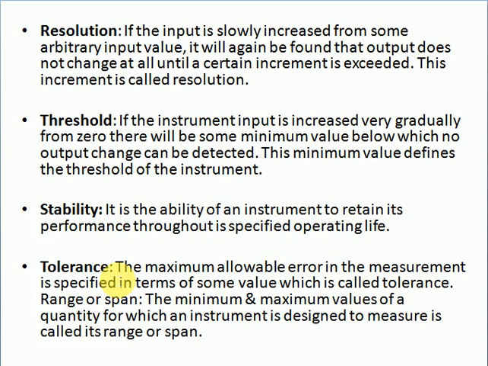And next is range or span. So what is range or span? I hope you may be familiar with that. The minimum and maximum values of a quantity for which an instrument is designed to measure is called range or span. For example, if an instrument can measure from 0 to 30, then 0 is the minimum value and 30 is the maximum value. So 0 to 30 is the span or the range of the instrument.